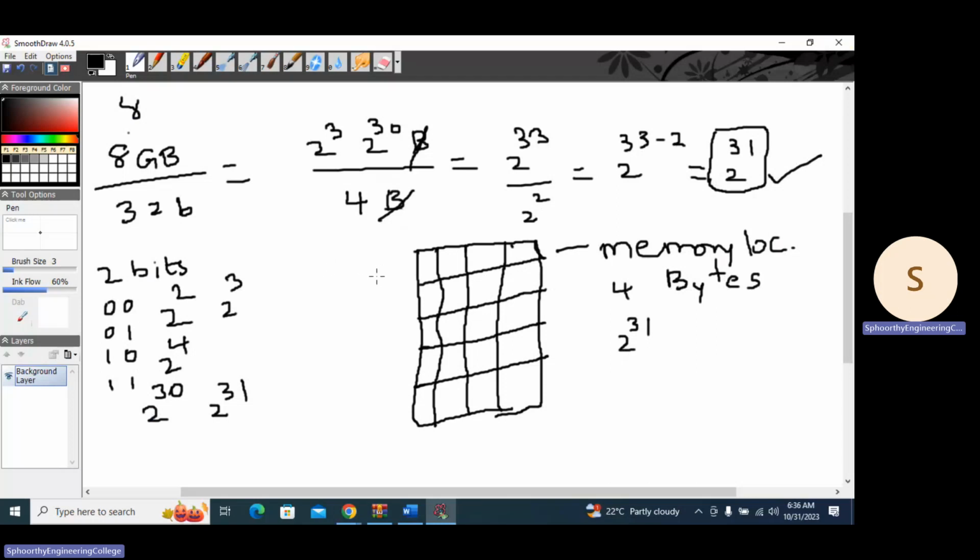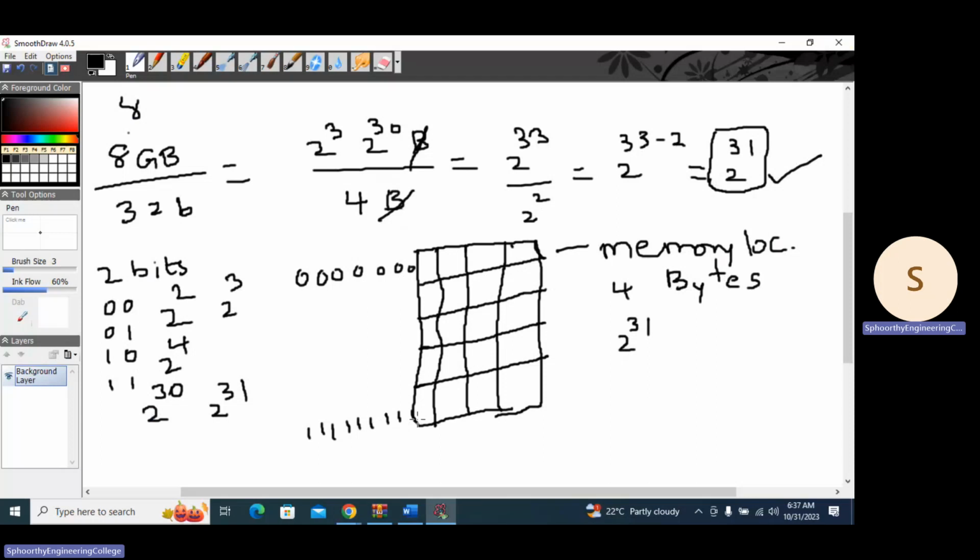So how many memory locations do I have? 2 power 31. So I should use a 31 bit binary code, something like this: 31 zeros, and the last location is 31 ones. So with a 31 bit binary code, we will get 2 power 31 different combinations, and we have 2 power 31 different locations in our memory. So a 31 bit binary code will be sufficient.